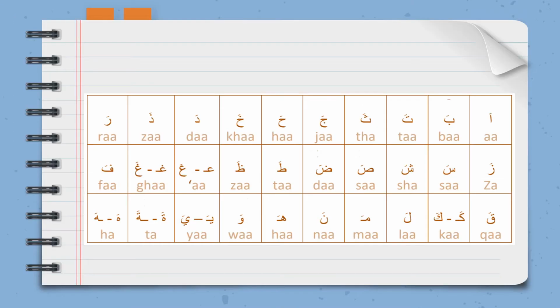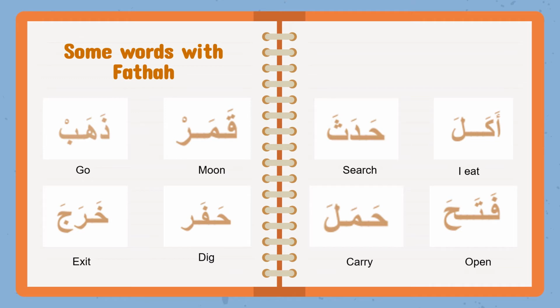Now let's look at the pronunciation of other letters in Arabic. A, ba, ta, tha, ja, ha, kha, da, dha, ra, za, sa, sha, sa, la, and so on. Now let's look at some words with fatha.